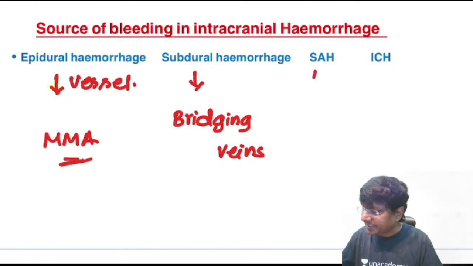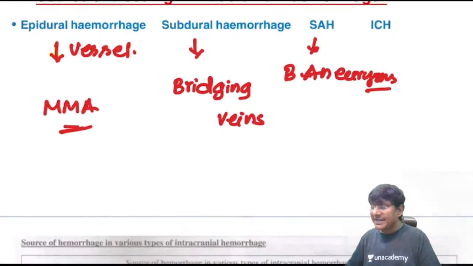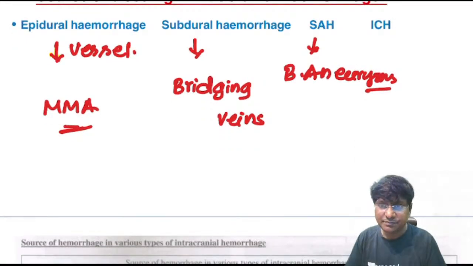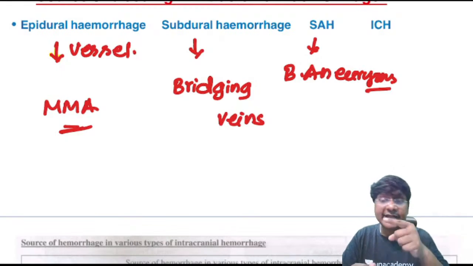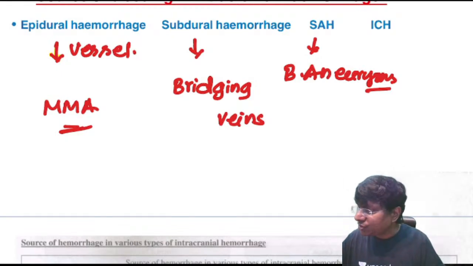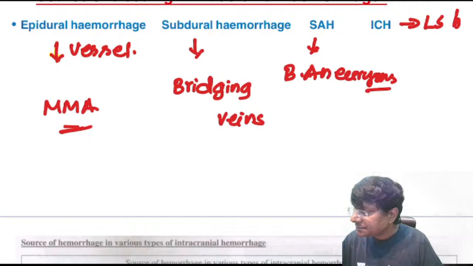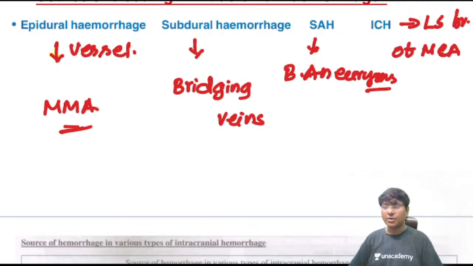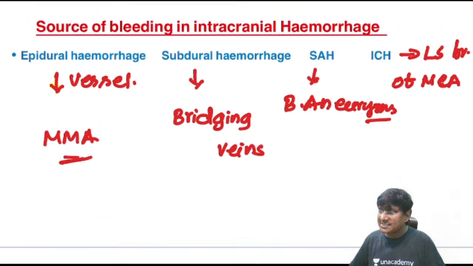Subarachnoid hemorrhage, as we have just discussed, the source of bleeding will be ruptured berry aneurysms, right? Whereas intracerebral hemorrhage is most commonly caused by rupture of the lenticulostriate branch of the middle cerebral artery. Okay, so this is about the source of bleeding in the intracranial hemorrhages. This is a very, very important area for your questions, right?